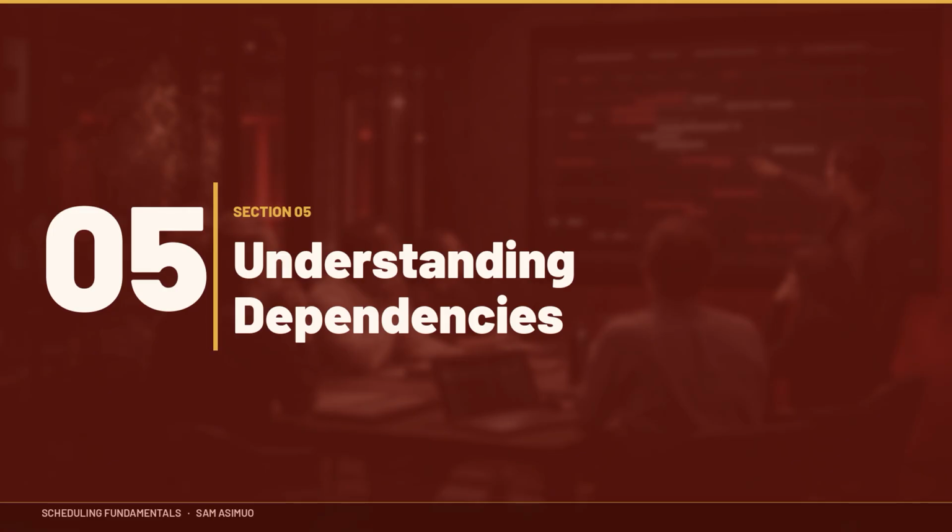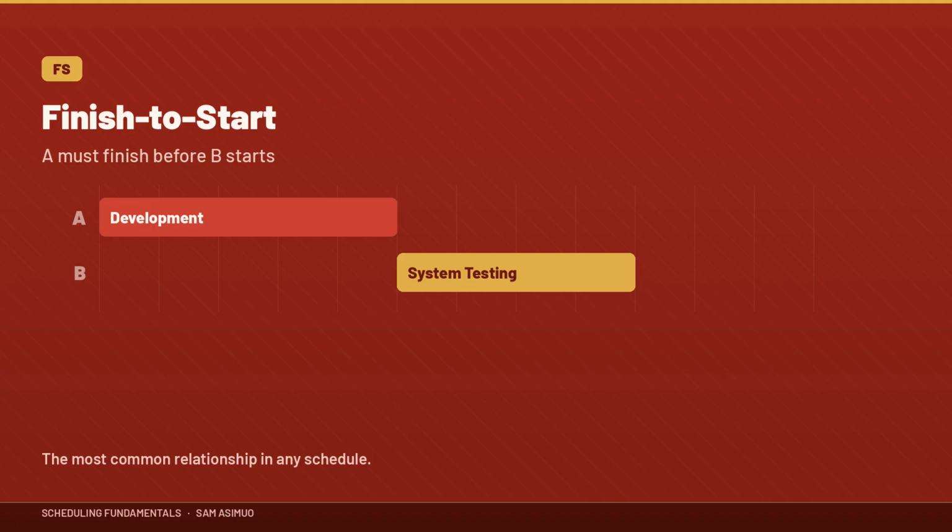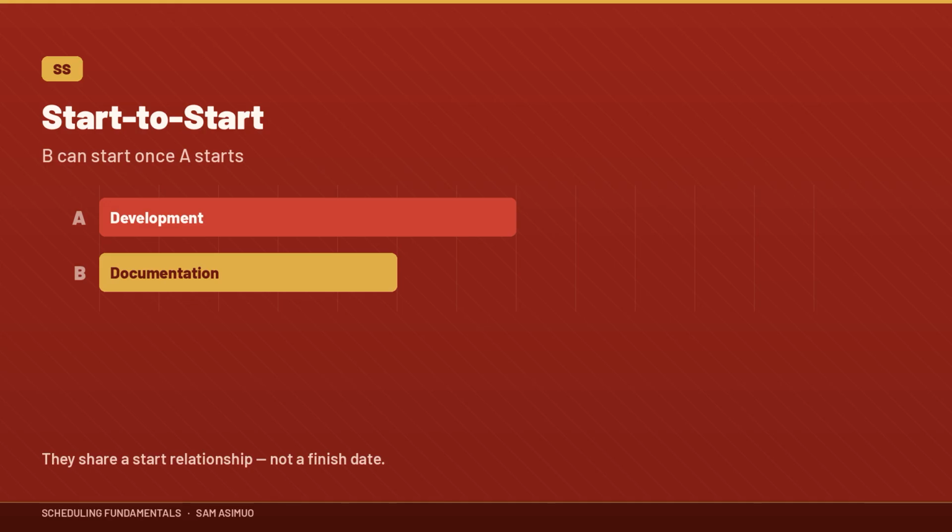Section 5. Understanding dependencies. This is one of the most important concepts in scheduling. A dependency means one activity has a relationship with another activity. Let's look at the 4 common dependency relationships. Finish to start. This is the most common. Activity A must finish before activity B starts. For example, development must finish before system testing starts. That's finish to start.